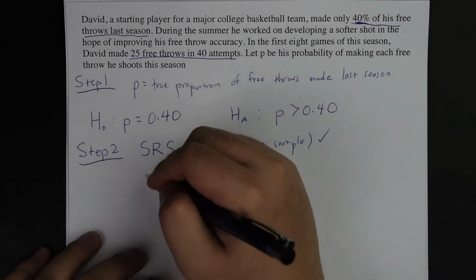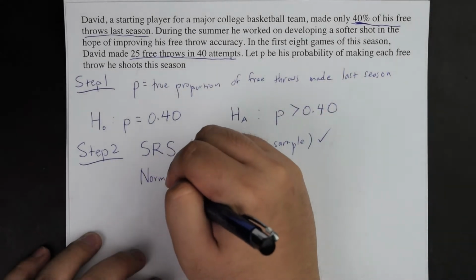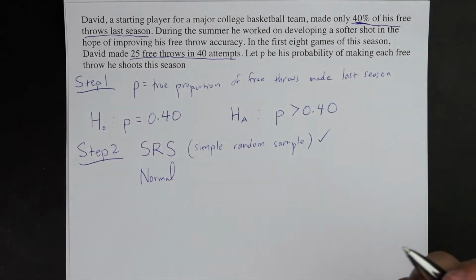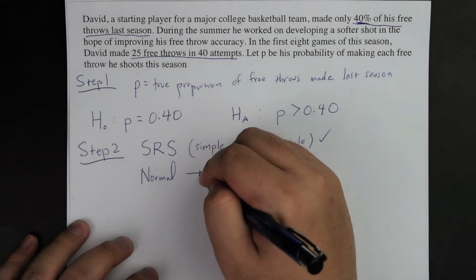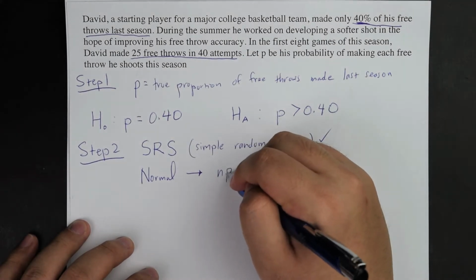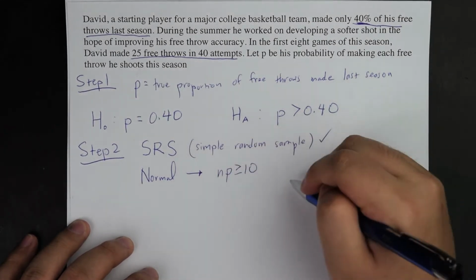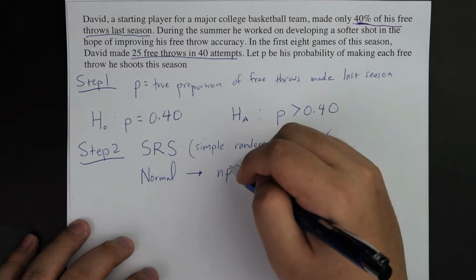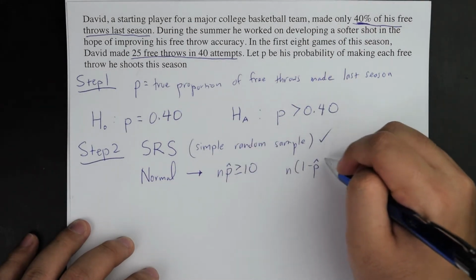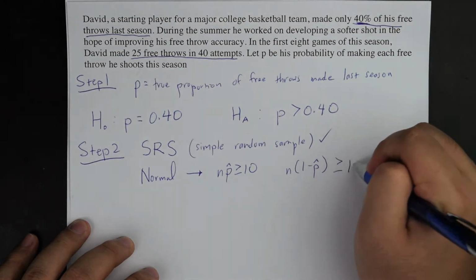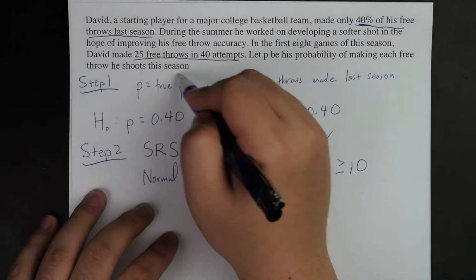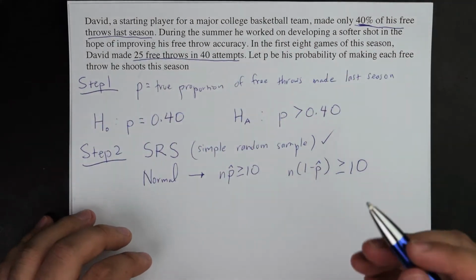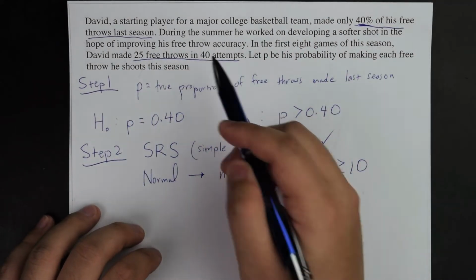The next part is whether it is normal. The way we test for normality for this type of question is that we're going to state np is greater than or equal to 10, and n(1 minus p), and duly note this is actually going to be the p-hat value, is greater than or equal to 10. When you're wondering what my p-hat value is, this 25 out of 40 is my p-hat value. And 40 is going to be my n value.